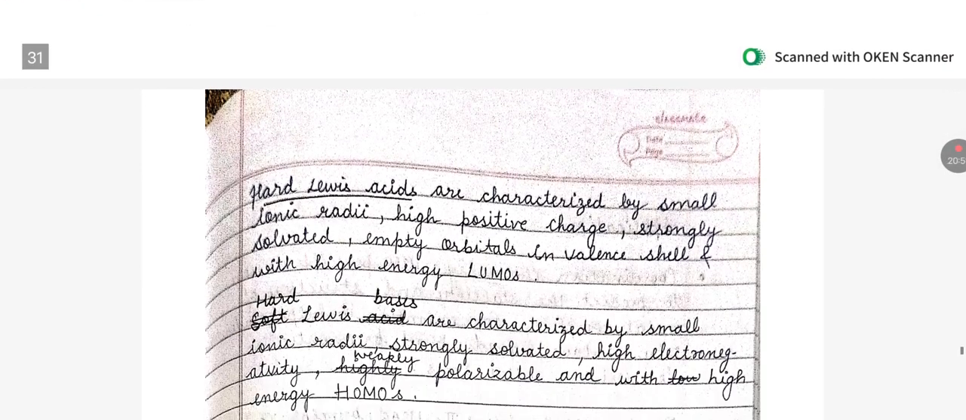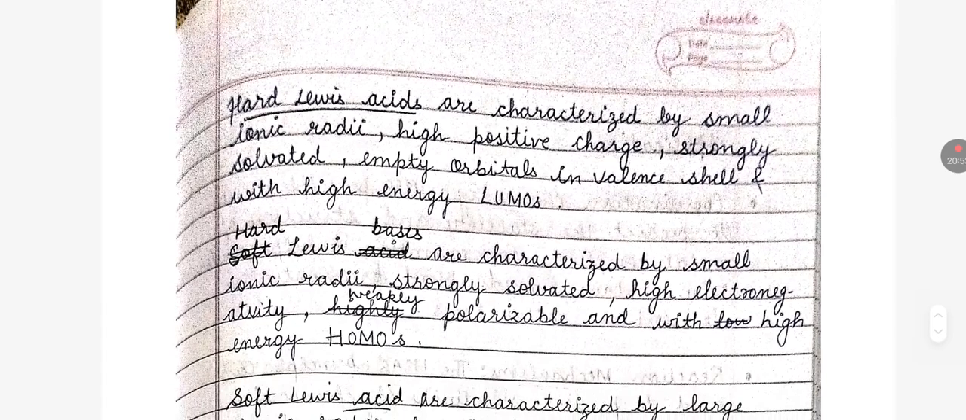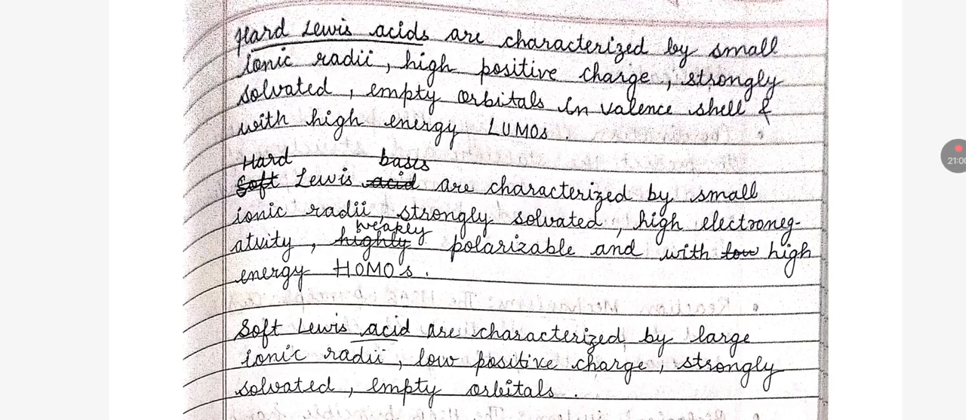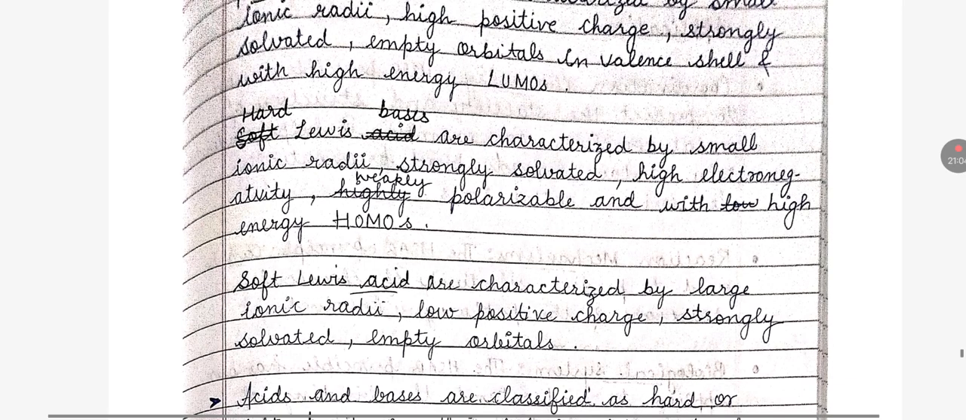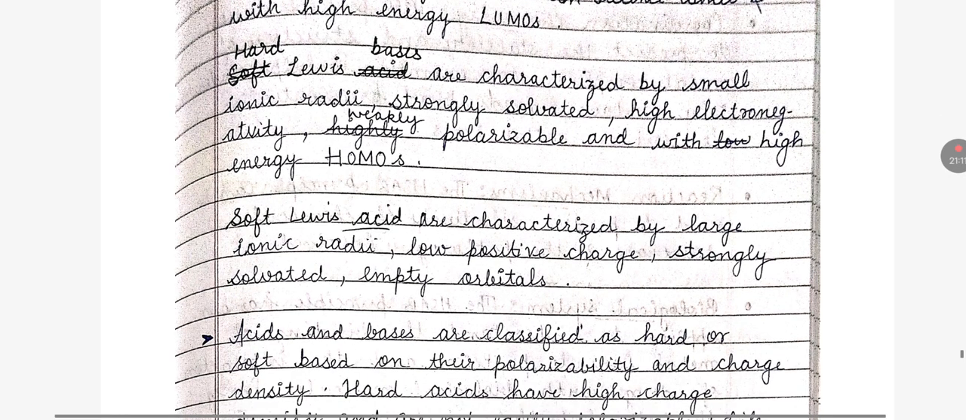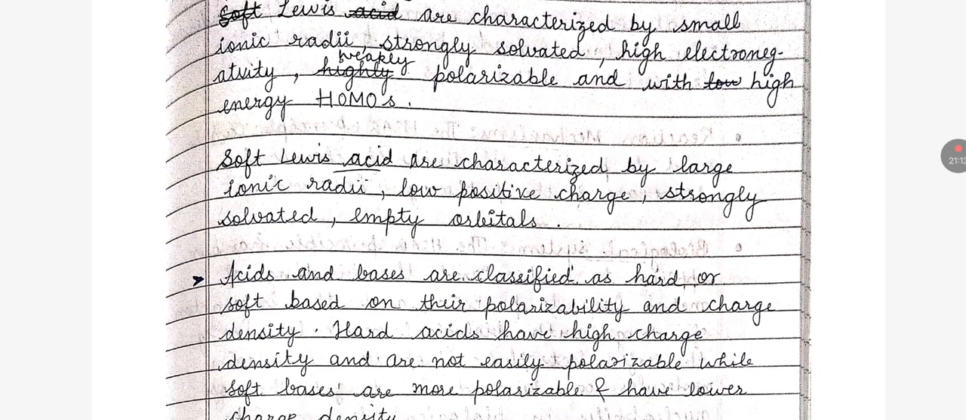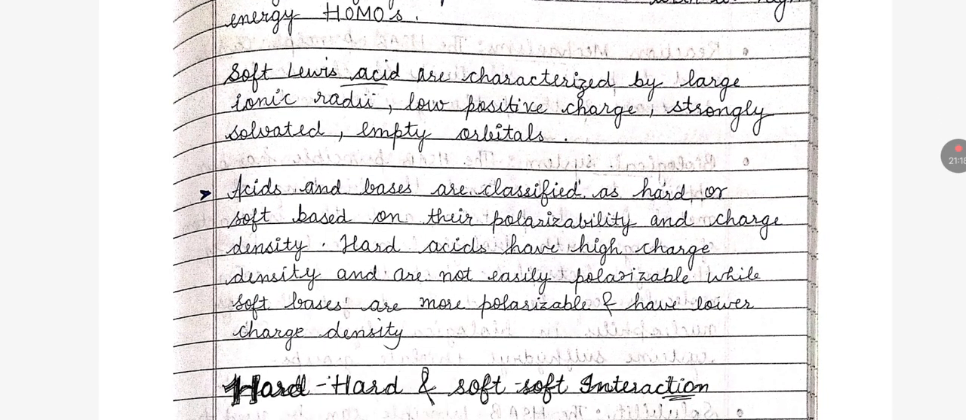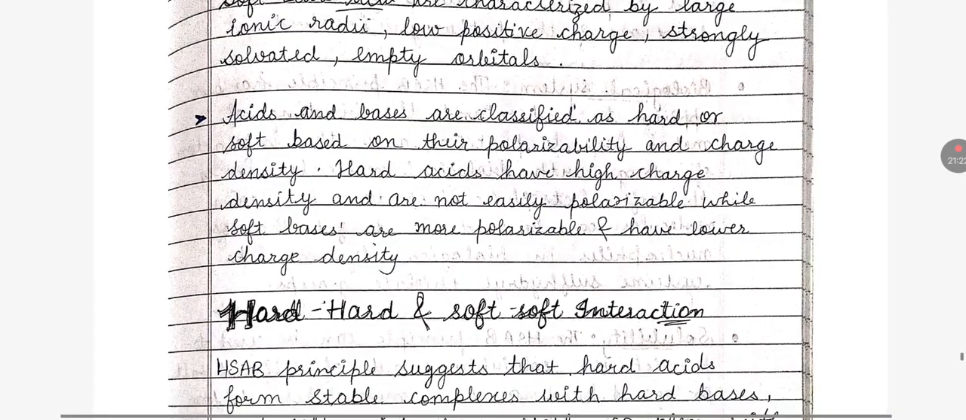Hard Lewis acids are characterized by small ionic radii, high positive charge, strongly solvated, empty orbitals in the valence shell, and with high energy. Hard Lewis bases are characterized by small ionic radii, strongly solvated, highly electronegative, weak polarizability, and with high energy. Soft Lewis acids are characterized by large ionic radii, low positive charge, strongly solvated, empty orbitals.